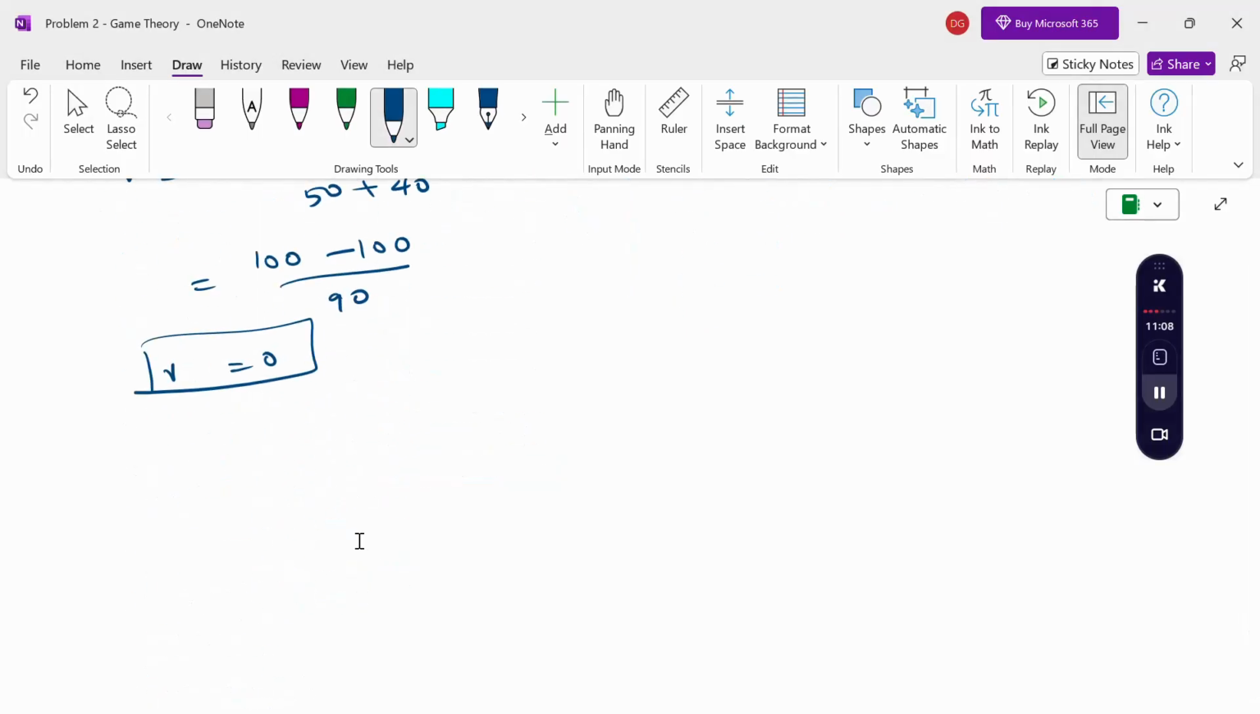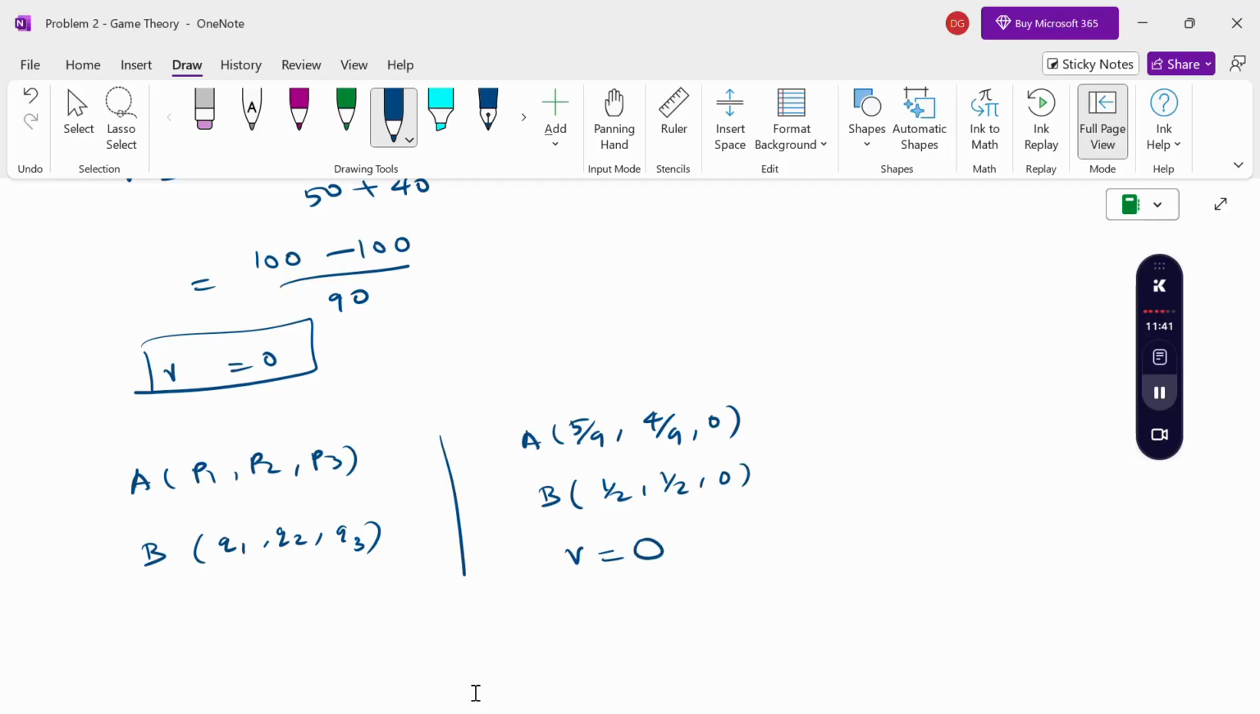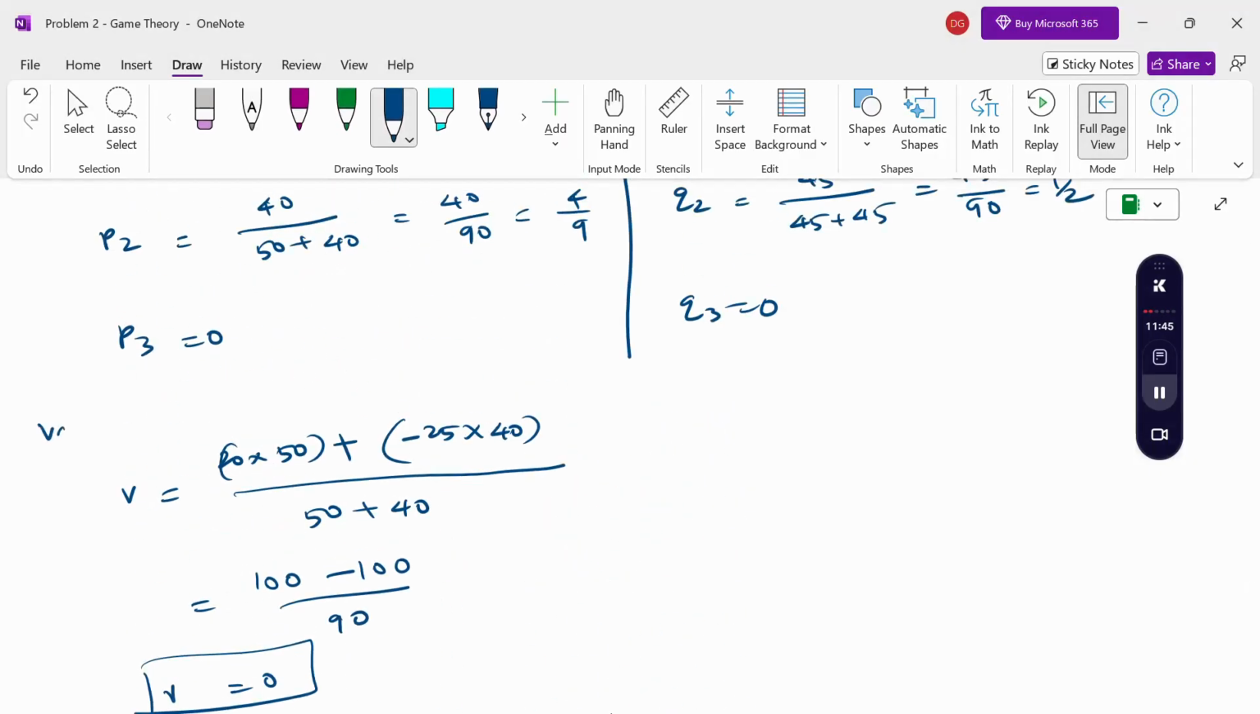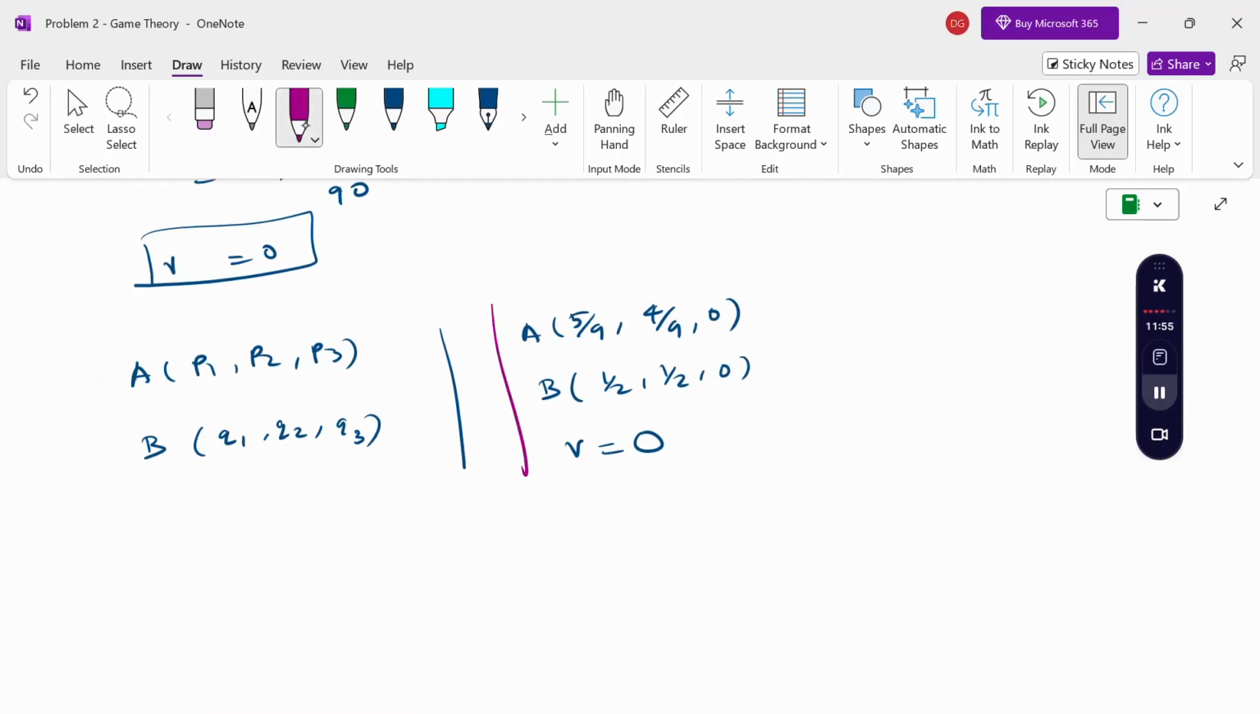So how should we write the answer? A of P1, P2, P3 and B of Q1, Q2, Q3, then the value of the game. So A is 5 by 9, 4 by 9, 0, and B is 1 by 2, 1 by 2, 0, and the value of the game is 0. So this is your final answer.